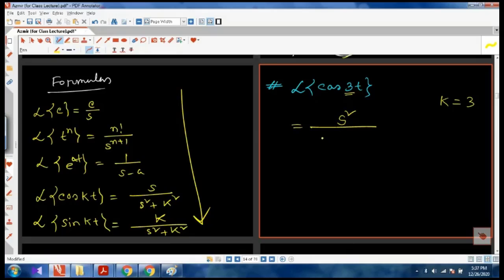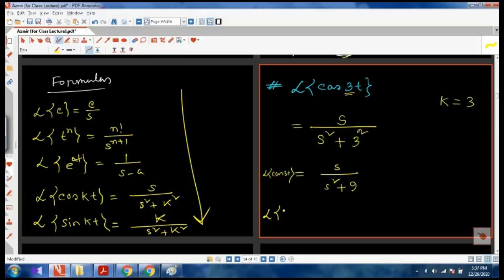S squared over s squared plus... So will it be s squared in the upper part? Sorry, in the upper part it will be s over s squared plus 3 squared. That means the result is s over s squared plus 9. So the Laplace transformation of cosine 3t is actually s over s squared plus 9.